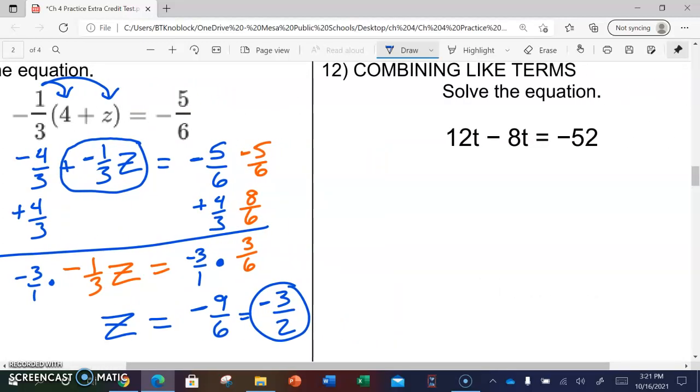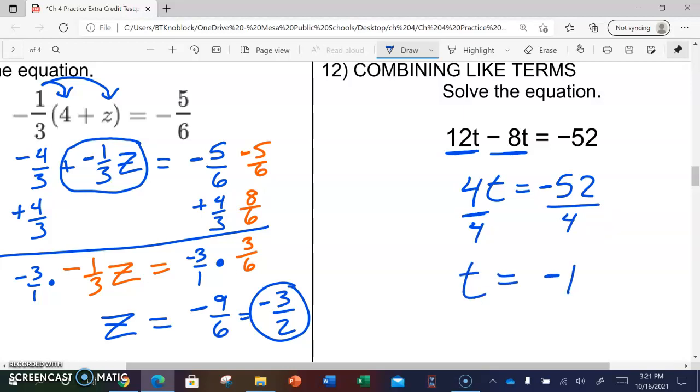All right, combining like terms, we have a 12t minus 8t. So 12 minus 8 is 4t equals negative 52. Then we have to divide by 4. So t equals negative 13.